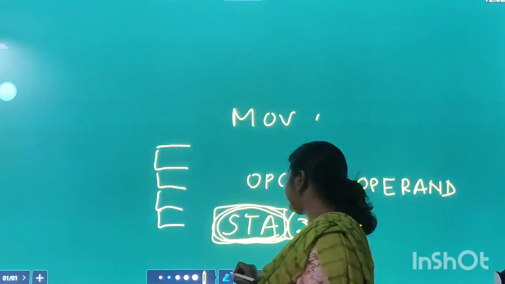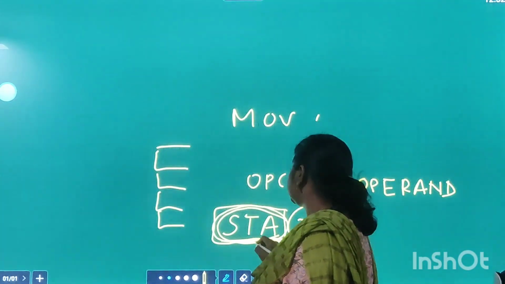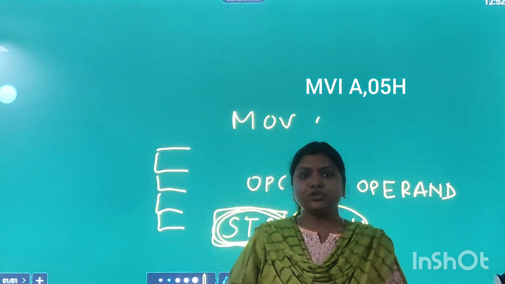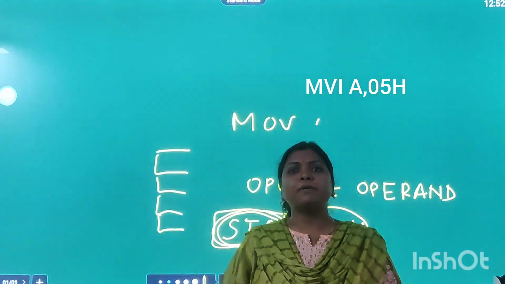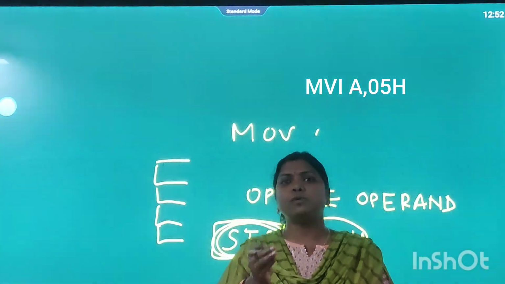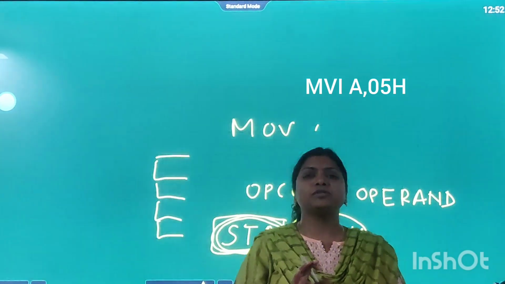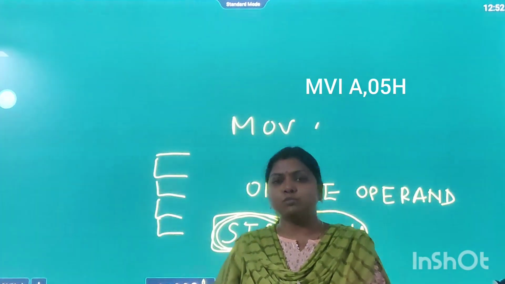Then another type of instruction is the immediate addressing mode, like MVI A, 05. In this case, 05 is the operand. So in the operand field, the operand is given immediately. That's why this is immediate addressing mode.